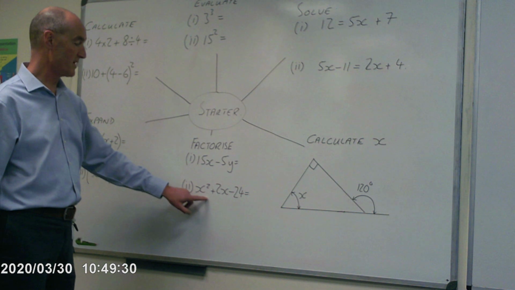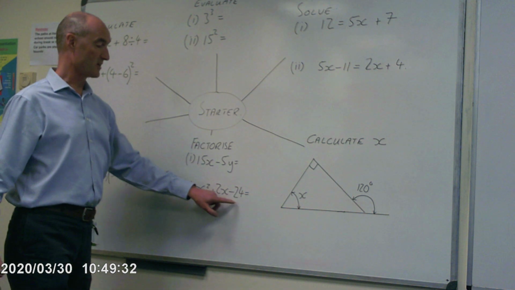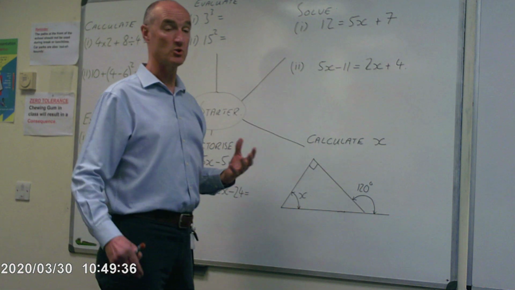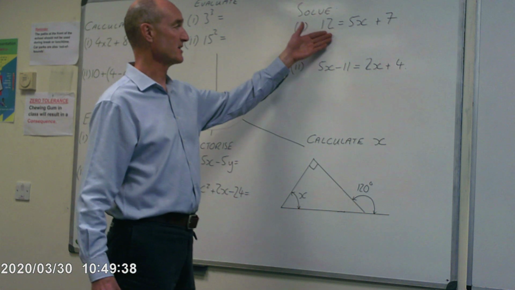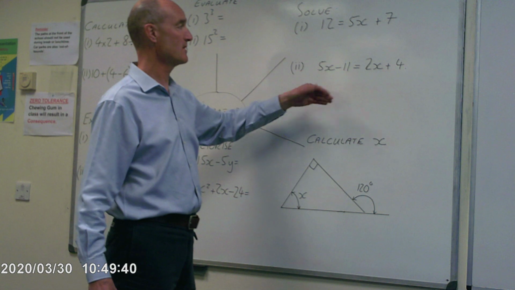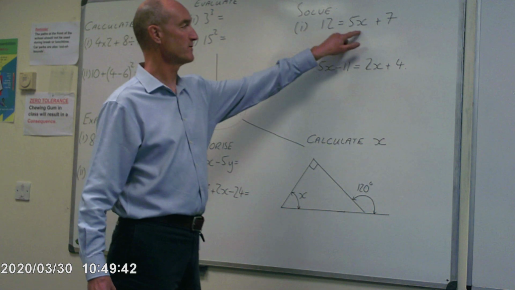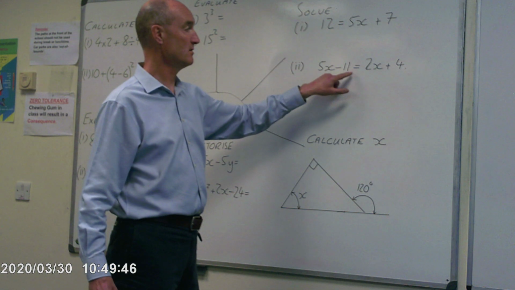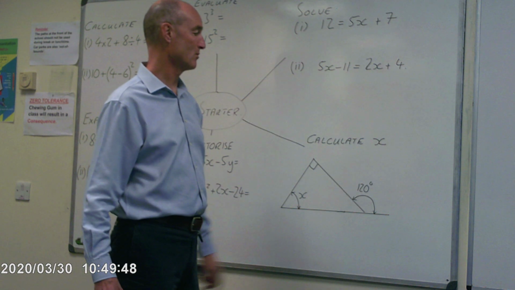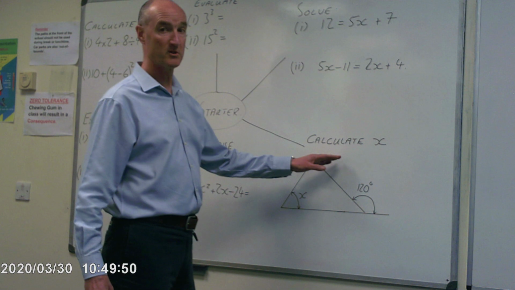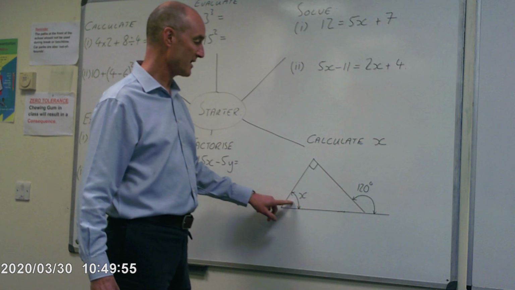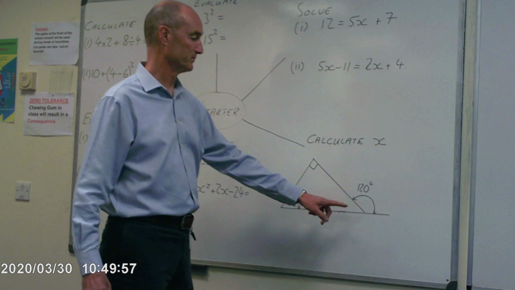Factorise, x squared plus 2x, take away 24. Solve. So don't forget, this is where you've got to get a value for x. They're equations, so you've got to get a value for x. 12 equals 5x plus 7. 5x take away 11 equals 2x plus 4. Then the last example in your starter, calculate the value of the angle x inside this triangle.